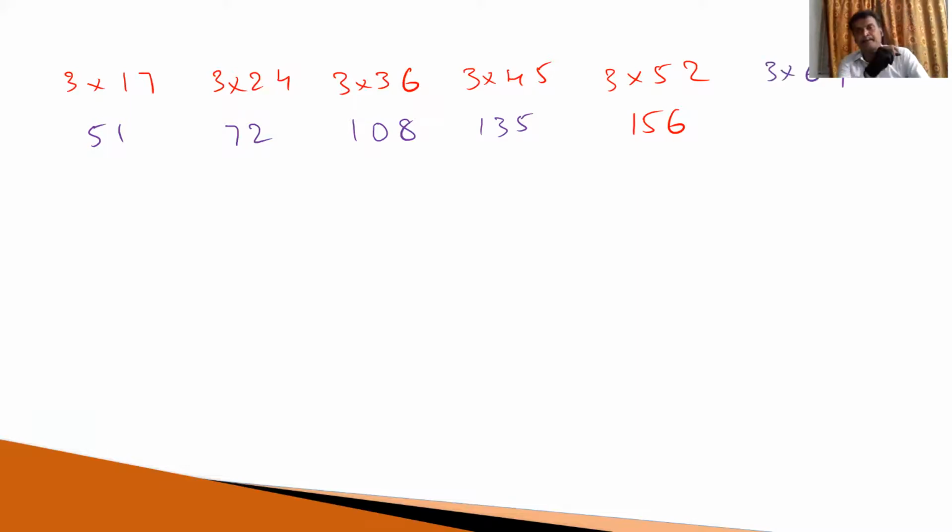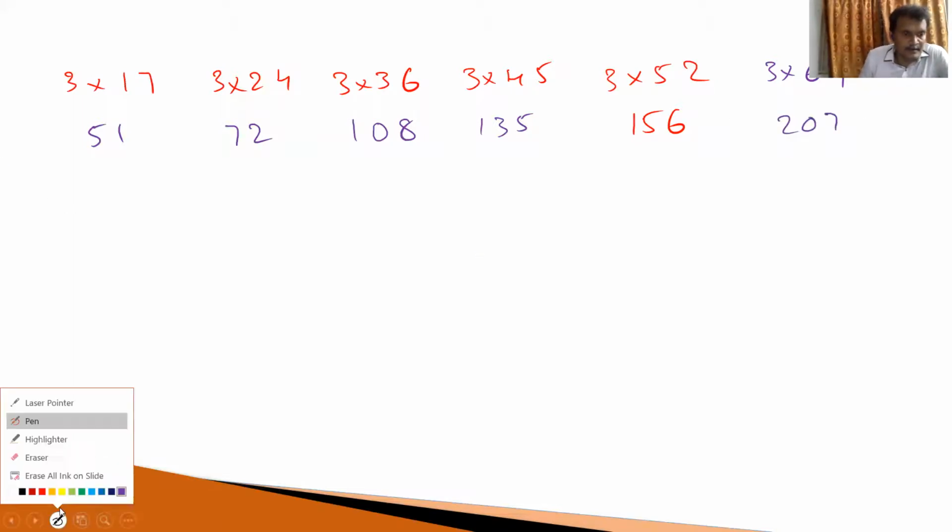369 times. Now, 3 times 6 is 18. 360 times equal to how much? 180. 3 times 9 is 27. So now what is the total answer? 369 times equal to 207. 200 and seven. Yes, the answer is 207.